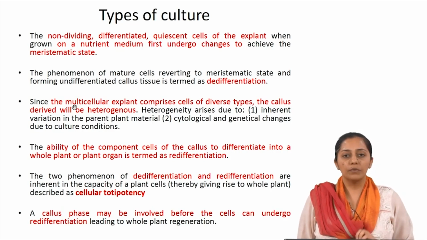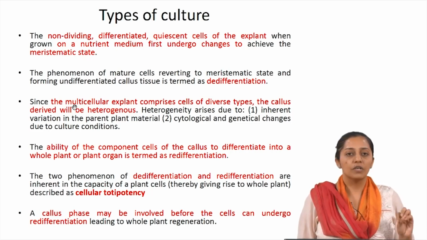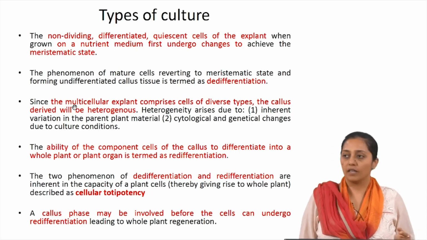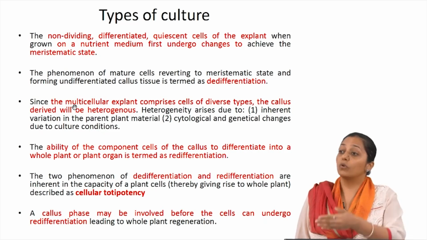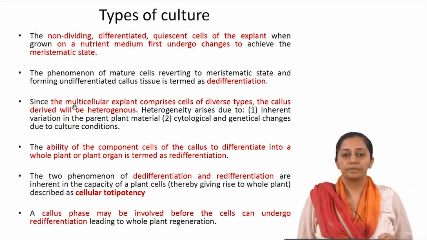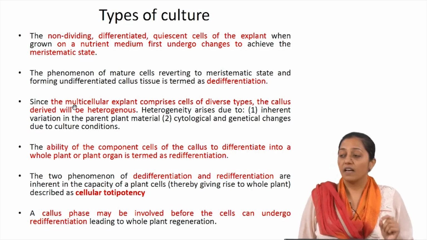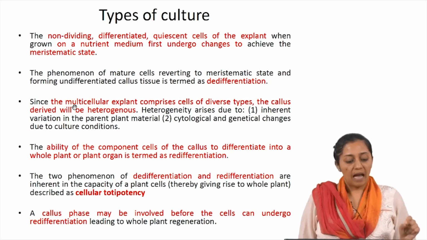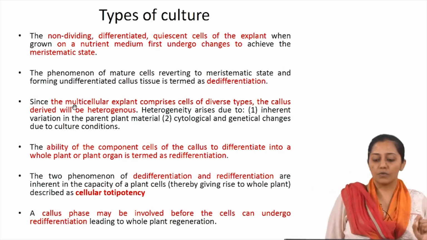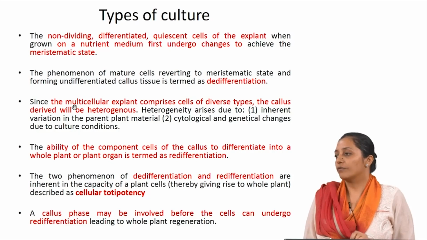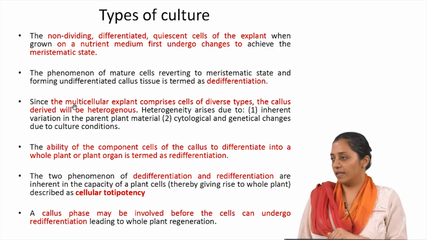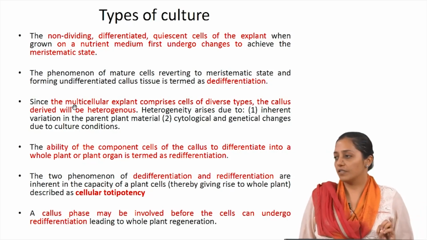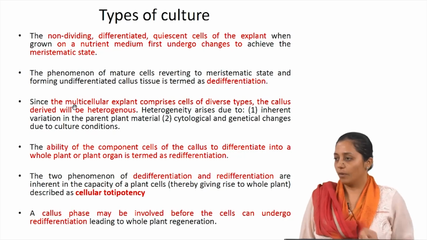So when grown on a nutrient medium, they first undergo changes to achieve the meristematic state. These matured cells have to be reprogrammed to come back to their original meristematic state. The phenomenon of mature cells reverting to the meristematic state and forming an undifferentiated callus tissue is called de-differentiation. So we were saying that callus is a de-differentiated tissue. The process of reverting a matured cell back into a meristematic cell is called de-differentiation. That is what forms that callus blob.